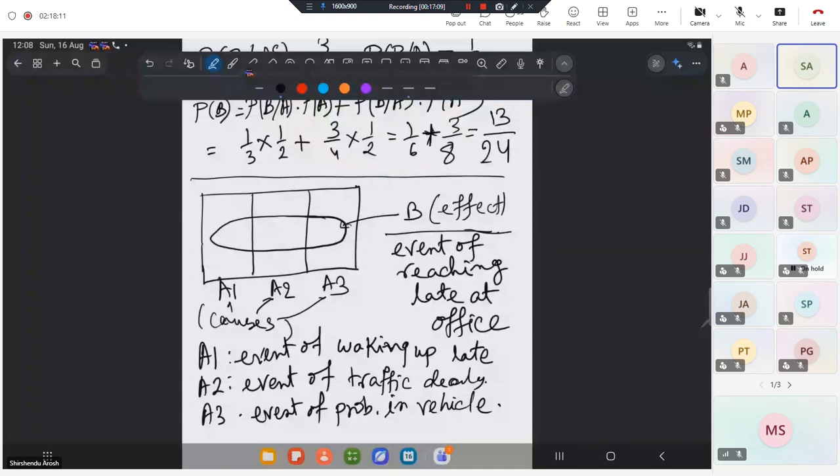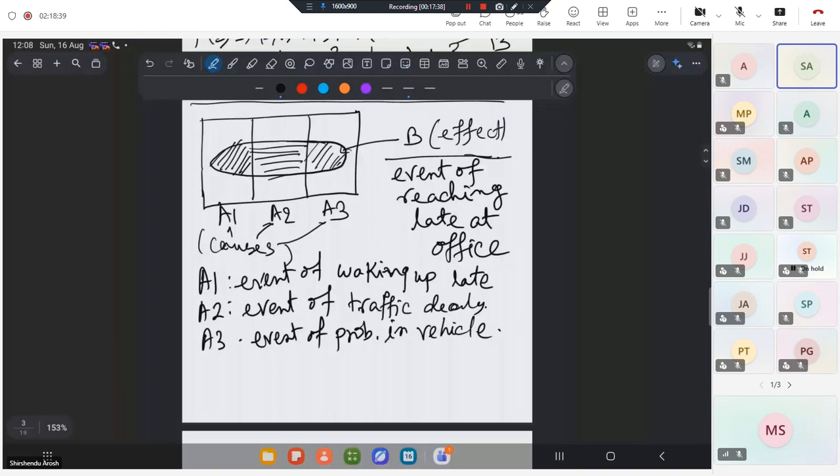So these events A1, A2, A3 have to be mutually exclusive as well as collectively exhaustive, and the effect depends on them. Of course, I can write that this event of reaching late can depend on either waking up late, so I can find this probability, or I can find this probability, or I can find this probability, right? So basically, this effect arises through all three problems, right?